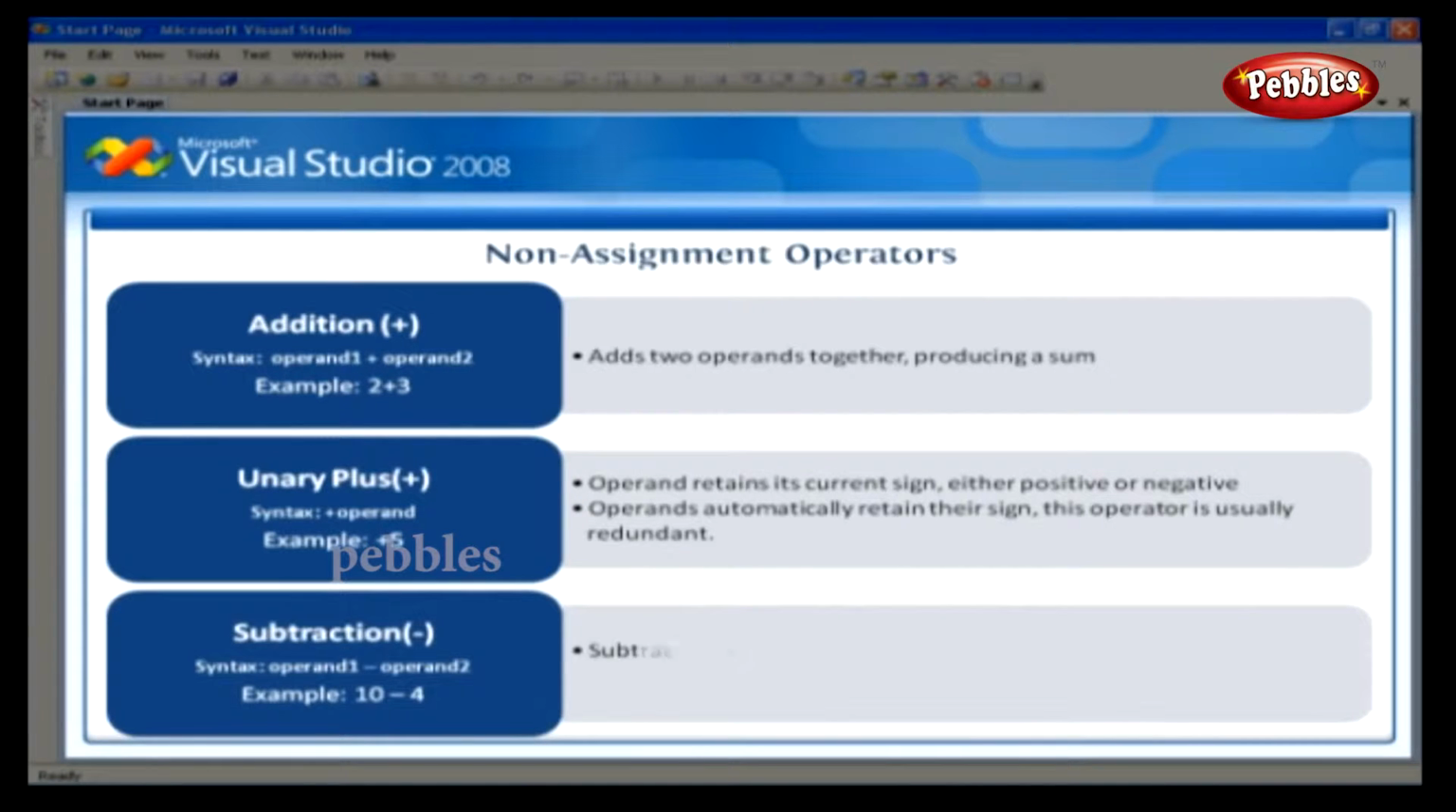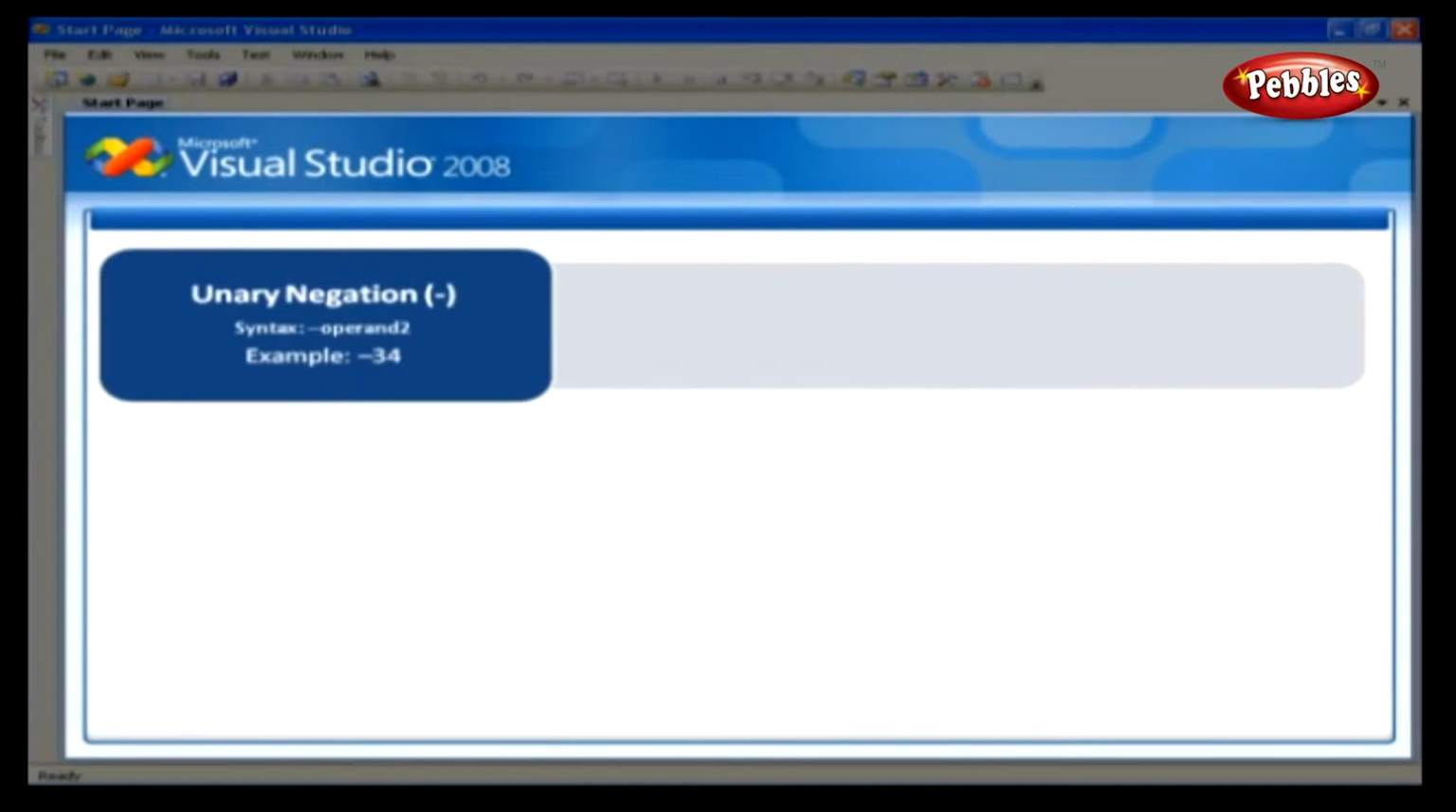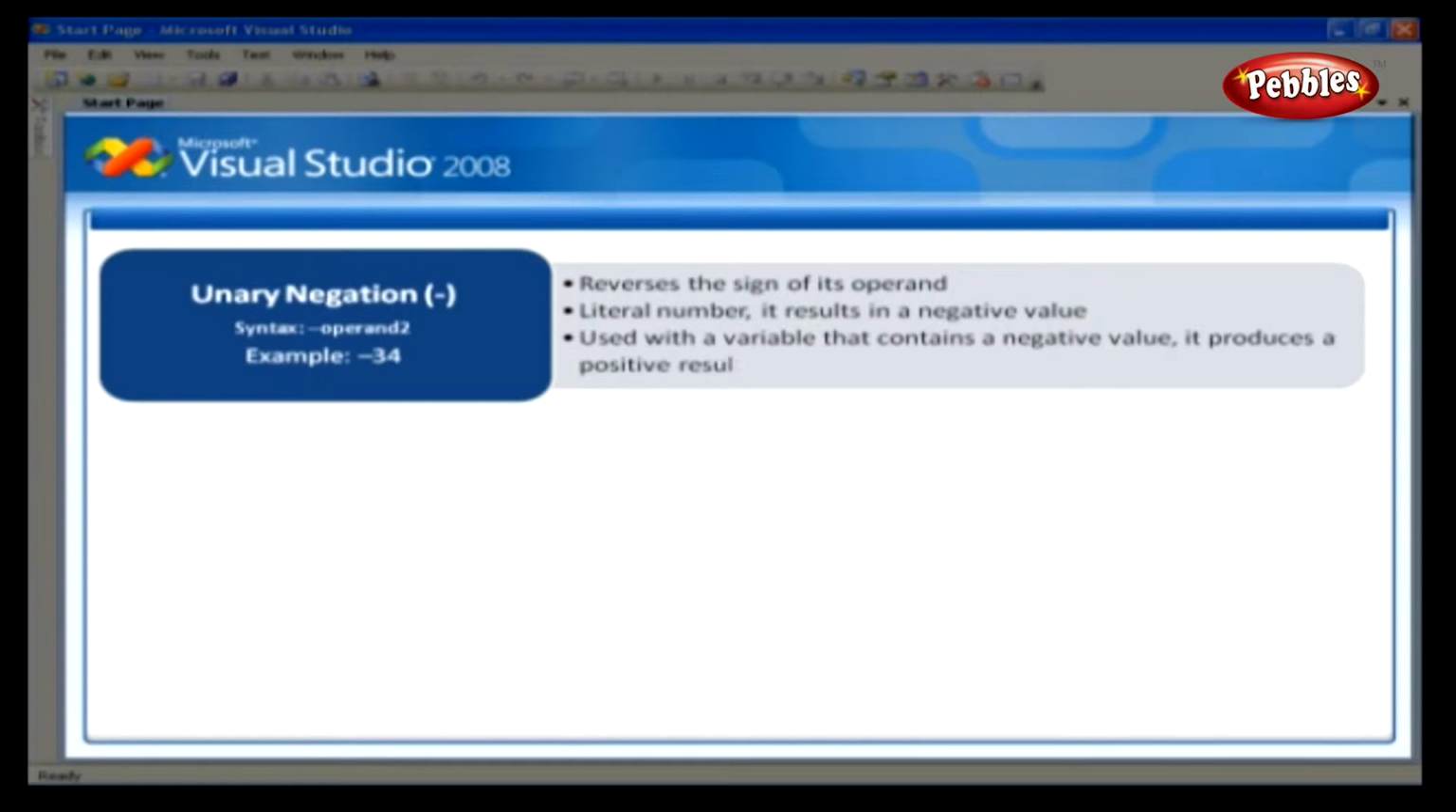Subtraction. Subtracts one operand, the second, from another, the first, and returns the difference. Unary negation. This reverses the sign of its operand. When used with a literal number, it results in a negative value. When used with a variable that contains a negative value, it produces a positive result.